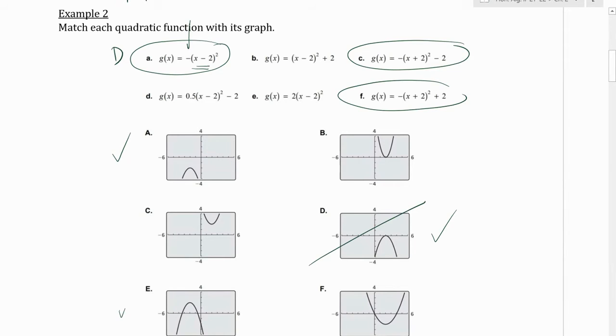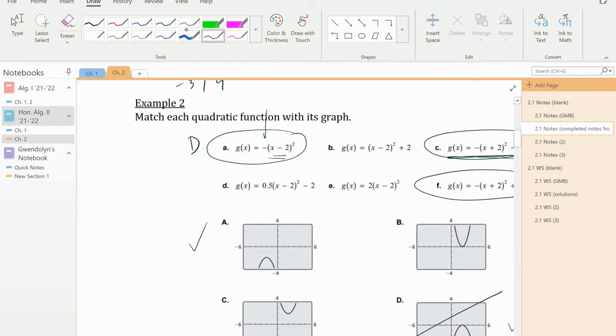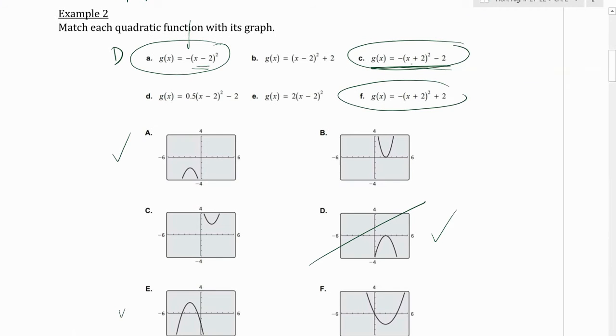All right, so we got it. This little C up here, that's going to be upside down. Oops, why is it not right? Because this is going to go left 2 and down 2. So if I flip it over the x-axis first, then go left 2 and down 2, that looks like choice A. Got it. And then this one's going to go left 2 and up 2, which that's choice E.